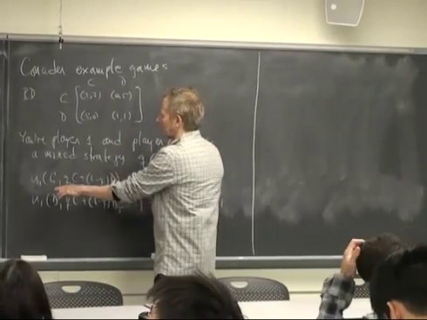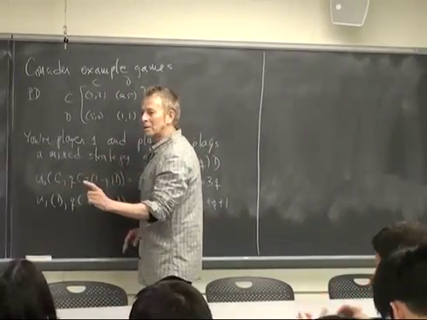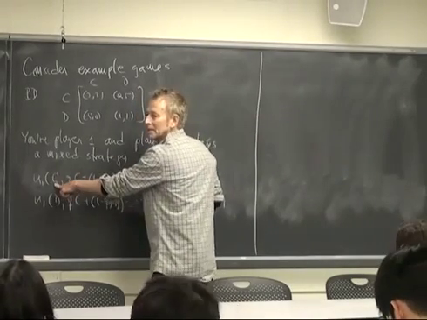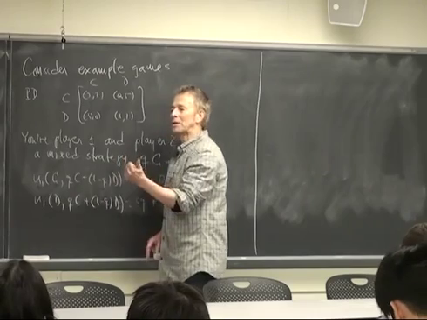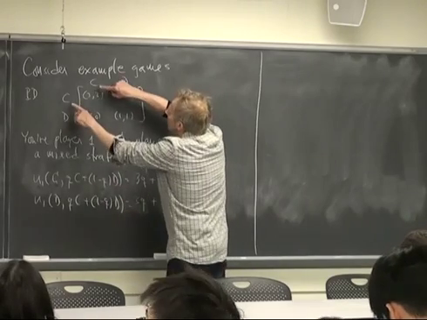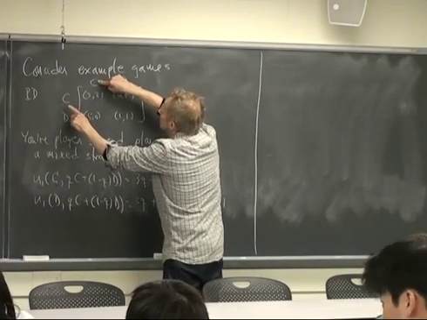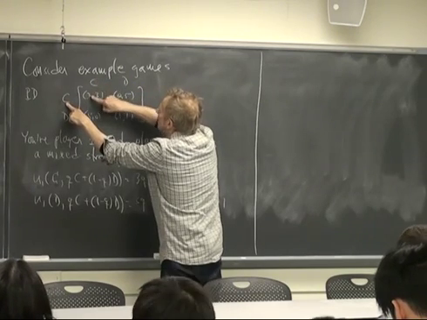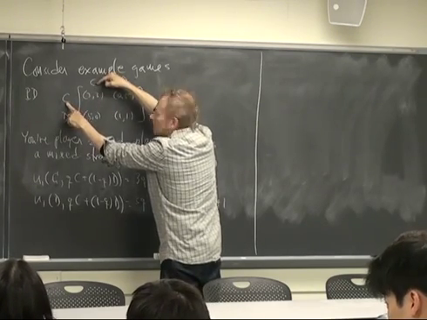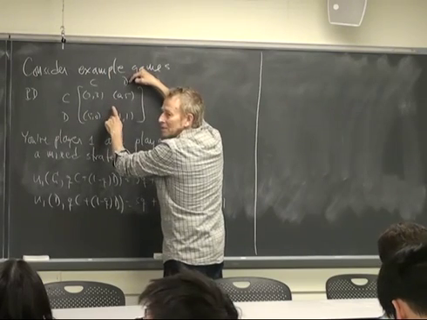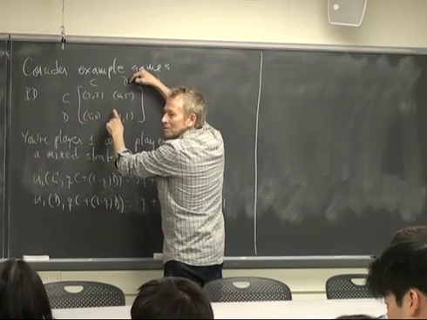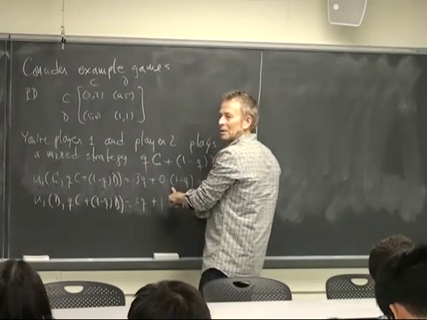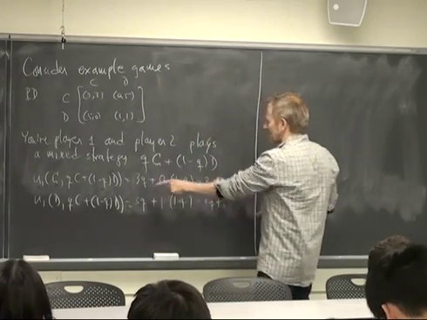I'm figuring out, if I'm player 1 and player 2 is playing this mixed strategy and I play C against that, what is my expected payoff? Well, player 2 is going to play C with probability Q. And if I'm playing C, that means I get payoff of 3 with probability Q. He's going to play D with probability 1 minus Q, which means I get 0 payoff with probability 1 minus Q. Thus, my expected payoff is the sum of those two, which is 3Q.